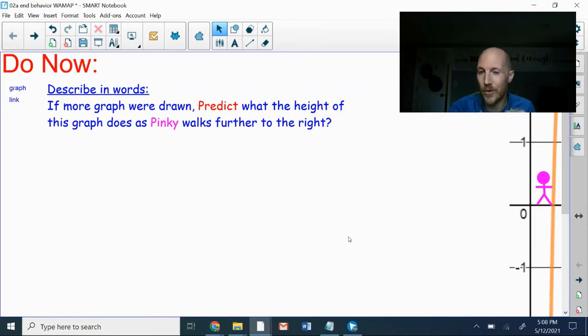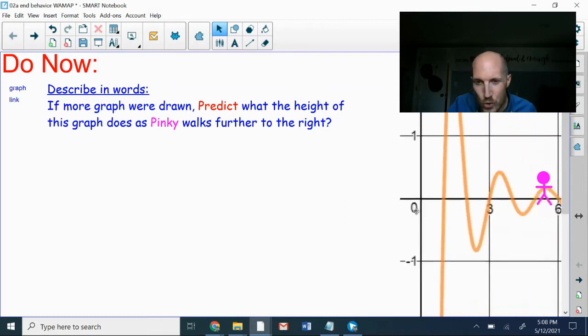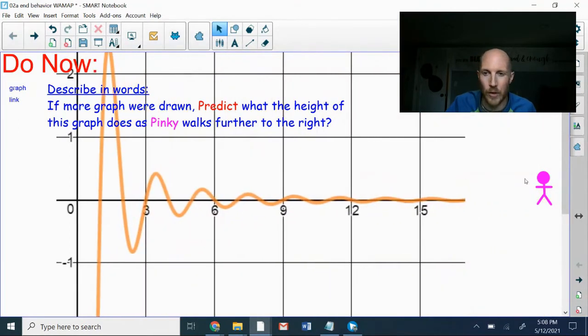Oh, I was going to wait until you figured out what your guess is. Okay, well, the answer is this graph totally doesn't look like maybe what you thought. So as Pinky goes further to the right, and as you go off to the edge of the graph, if you go far enough, the height goes to 0.